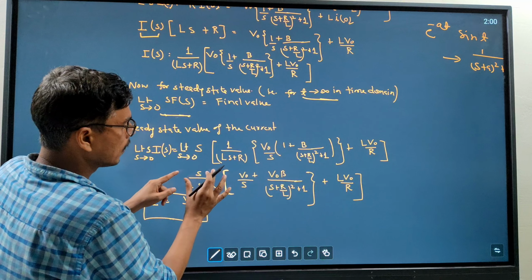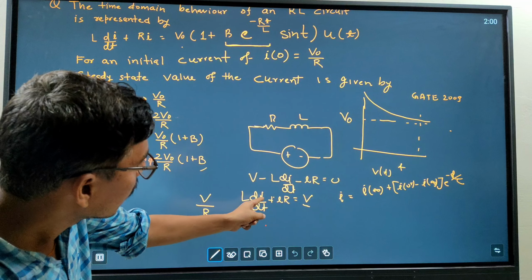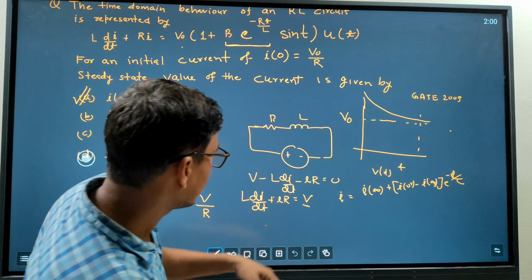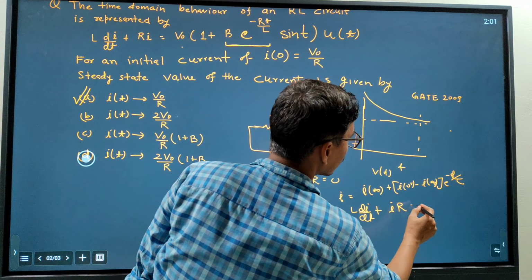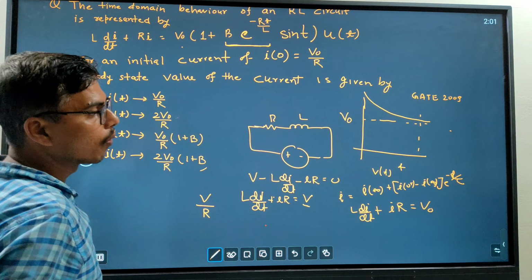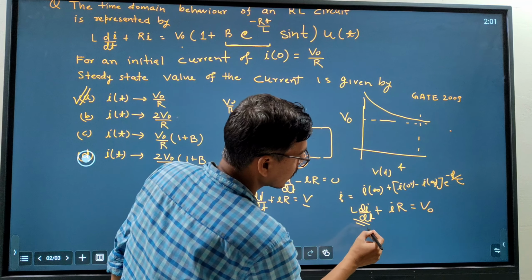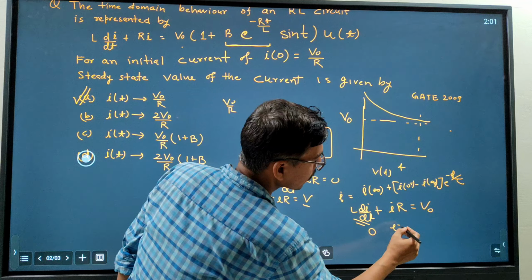So these are the ways of understanding the things mathematically. Here is one other way to think about it mathematically. At steady state, look at L di by dt plus iR; this expression tends to this expression at steady state. You can think like this also, just for thinking. We have already solved the question. Now, at steady state there is no change in current. Current becomes constant, that is V naught by R, some constant. So this part, di by dt, becomes 0 at steady state, and i becomes V naught by R.